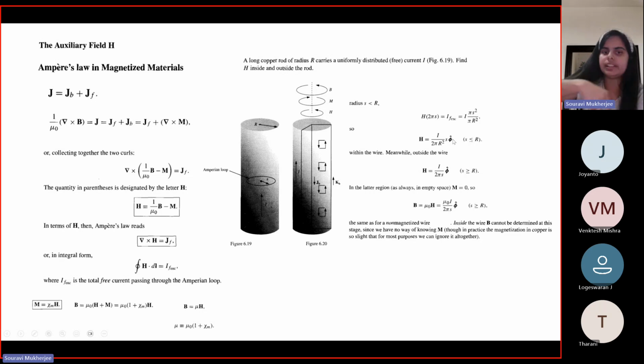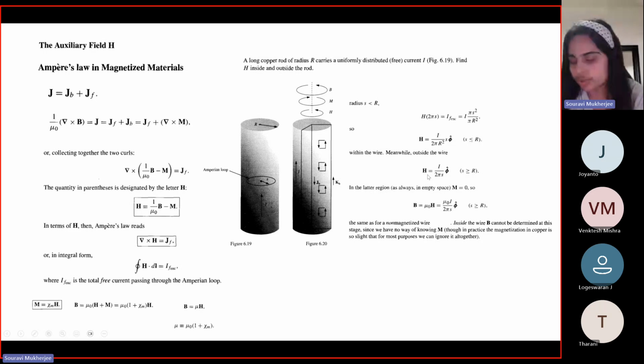Okay. So you have a current in the axial direction. So your field is along the phi cap direction, somewhere along the circumference of your cross sections. Okay. And outside, obviously, the total current enclosed is I. So H is nothing but I by 2 pi S. Okay. So for any point outside, it is given as I by 2 pi S. And because anywhere outside your magnetization is zero.